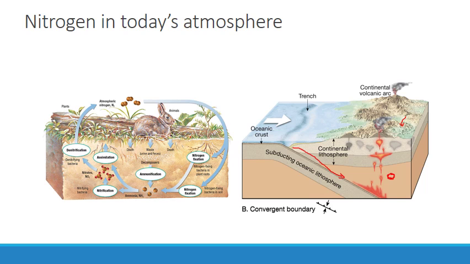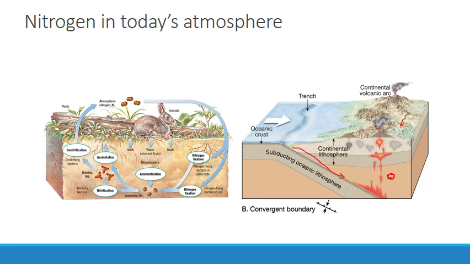So it may be the case, at least one scientist says, looking at the different isotopes of nitrogen that are in the atmosphere, that a large proportion of our current nitrogen comes from these subduction zones, convergent boundaries. So that means there had to be plate tectonics before much of the nitrogen we see in the atmosphere came about. So it hasn't been around as long as maybe we used to think.